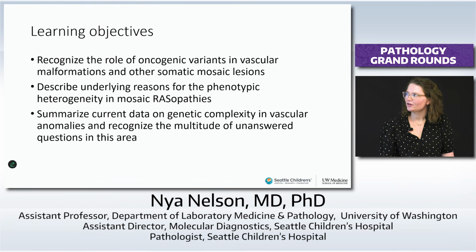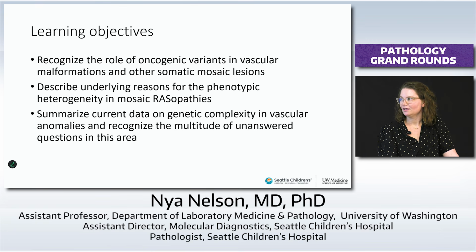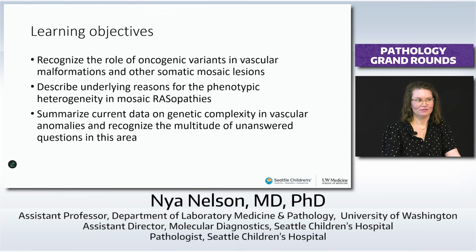So today we're going to start out by reviewing some of the roles that oncogenic variants can play in vascular malformations and some other somatic mosaic lesions, with a focus specifically on KRAS variants and the phenotypic heterogeneity that you can see with those. And then we're going to move into another topic that we more typically associate with cancer, which is genetic complexity and what we know about the role that plays in vascular anomalies.